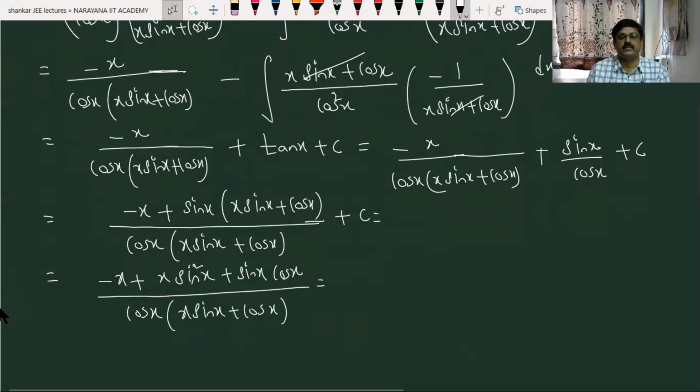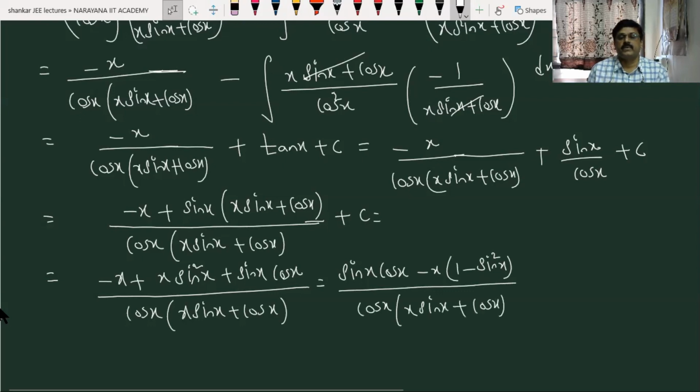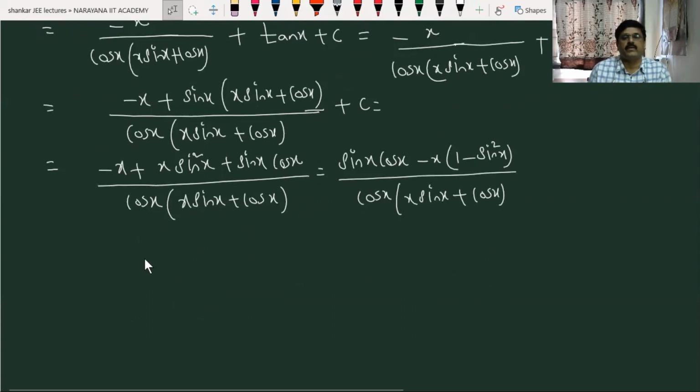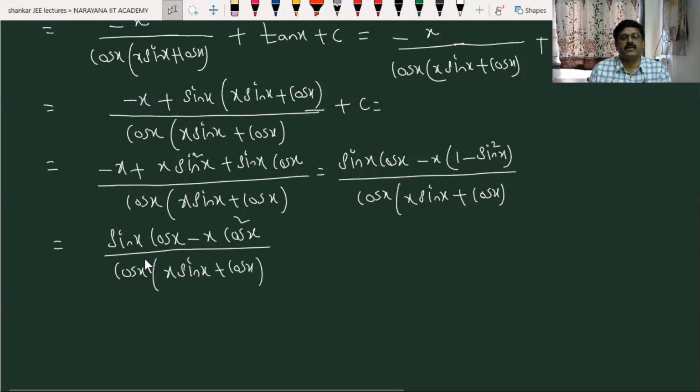That is nothing but, students, sin x cos x minus x of 1 minus sin square x upon cos x of x sin x plus cos x. Then what do you have, students? That is nothing but sin x cos x minus x cos square x upon cos x of x sin x plus cos x.